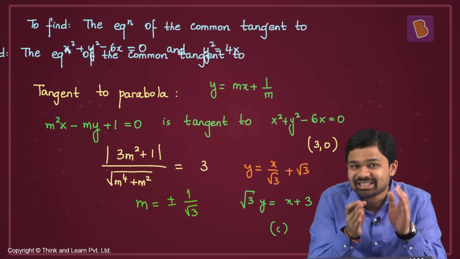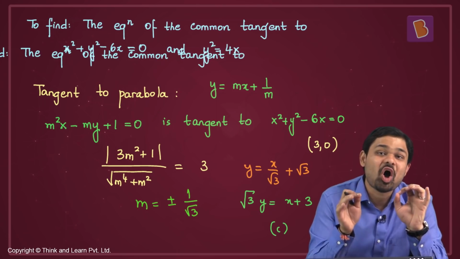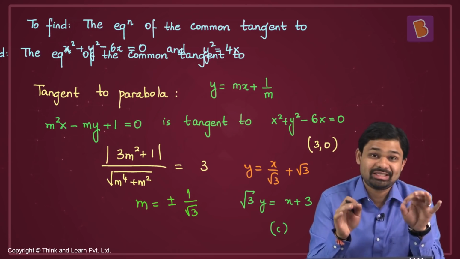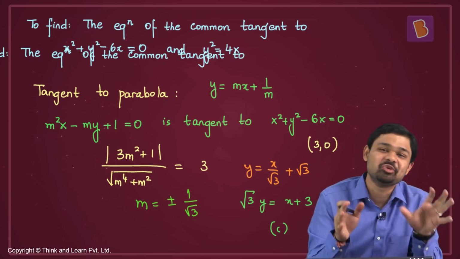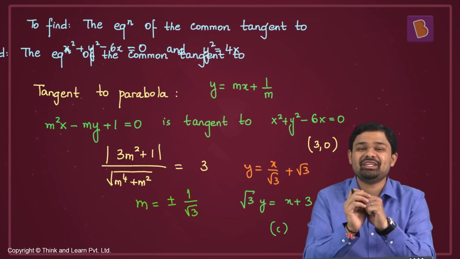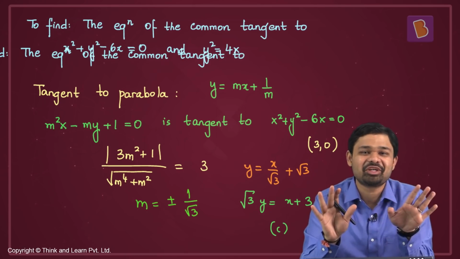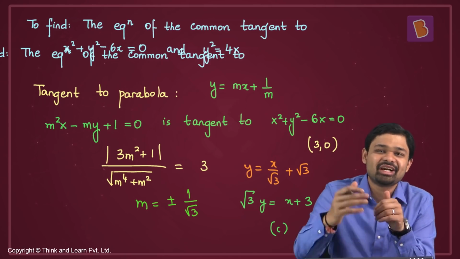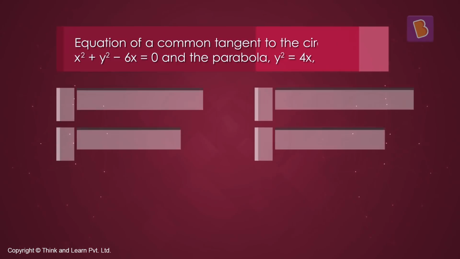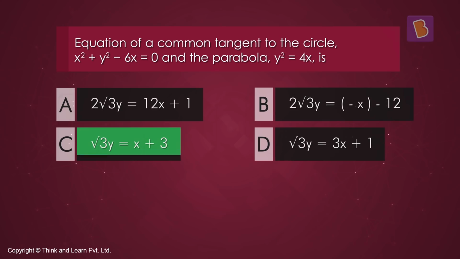So option C, which says that the equation root 3 y equal to x plus 3, this line is a common tangent to both the circle and the parabola, is in fact the correct answer to this question. A very simple, straightforward question which involves concepts of both circles and parabola. So even though such questions are not there in your NCERT textbooks, all those who have prepared seriously for the JEE Main examination would have seen such questions in plenty while you were preparing for the examination. So this was a very straightforward question.